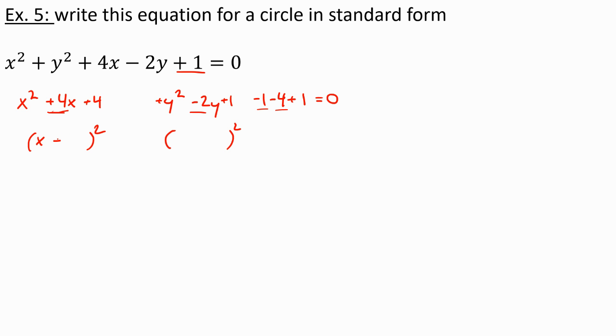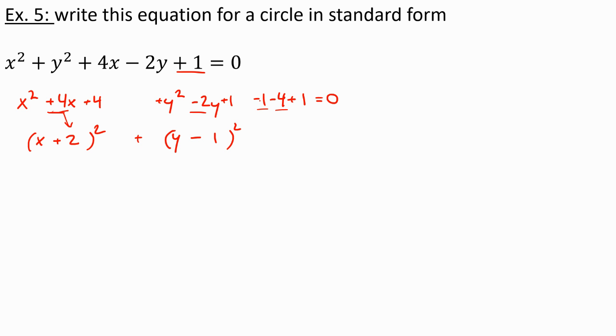So x plus 2 squared. So what's going to go in the parentheses is always the square root of that number. Actually, no, not the square root, the half of that number. And then y minus 1. So what's going to go in the parentheses is always the coefficient 4 and negative 2, those numbers divided in half. That might be a little helpful to use as a shortcut.